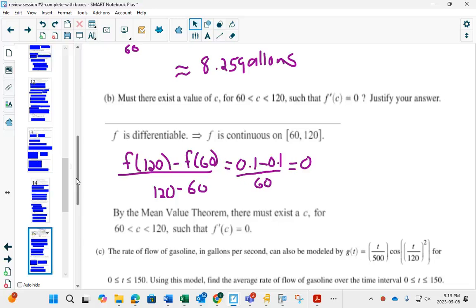Yeah, and Rolle's theorem is just a specific example of the mean value theorem. So you could say, by Rolle's theorem, there must exist, and that would be perfectly fine as well.